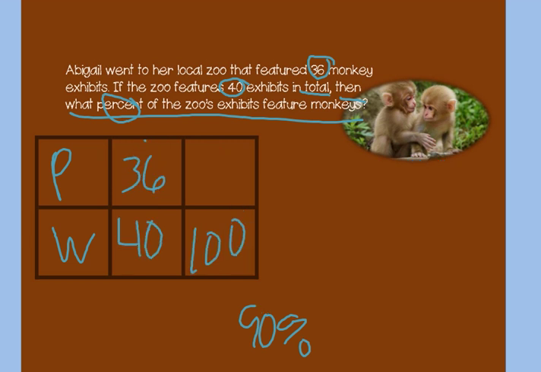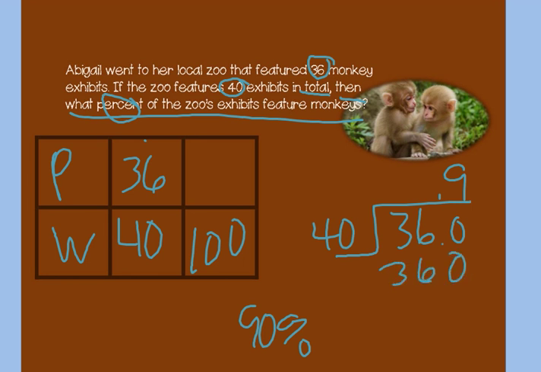You could also use Tybo: 36 divided by 40. You've got 9/10, which is also equal to 90%. Tybo will work when you have a fraction. It will help you find the decimal and then find the percent. Butterfly method always works.